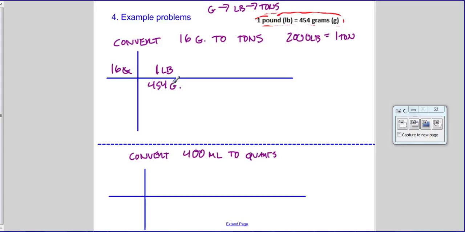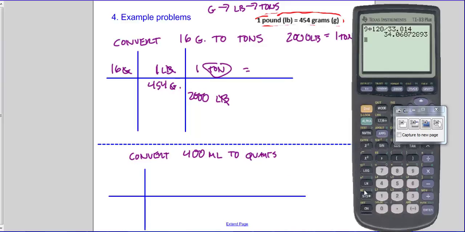So grams cancel out. By having grams up here and putting grams down here, those cancel out. Now I have pounds, but I don't want pounds in the end. I want tons. So since I have pounds in the numerator, to cancel out pounds, I need to put them in the denominator. And I know that 2,000 pounds is 1 ton. So now pounds cancel, and I'm left with what I want, which are tons. So now I take 16 divided by 454 divided by 2,000. Everything at the bottom you divide by. So we have 16 divided by 454 divided by 2,000.